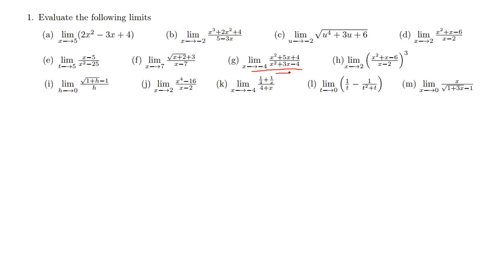You factorize the denominator. You also factorize the numerator. We all know how to factorize a quadratic expression. When you factorize them, you're going to have something like this: x plus 4 in brackets, and then you also have x plus 1 in brackets as well. Then everything divided by x. When you factorize the denominator, you're going to have x plus 4 as well.